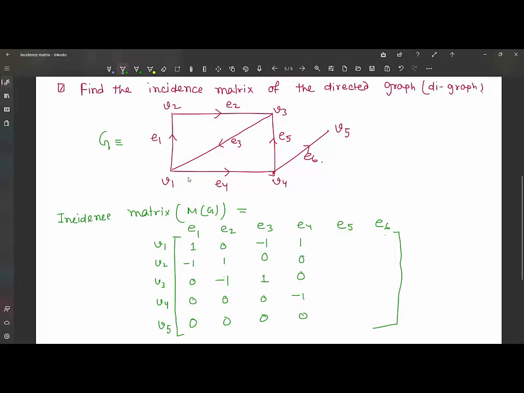Similarly, E5 is outgoing from V4, so V4 will get 1, and it goes inside to V3, so V3 will get -1. E6 is incident out from V4, so V4 will get 1 and V5 will get -1, and every other value is 0. So this is just the incidence matrix of the directed graph. In the directed graph, you will get 1 and -1.